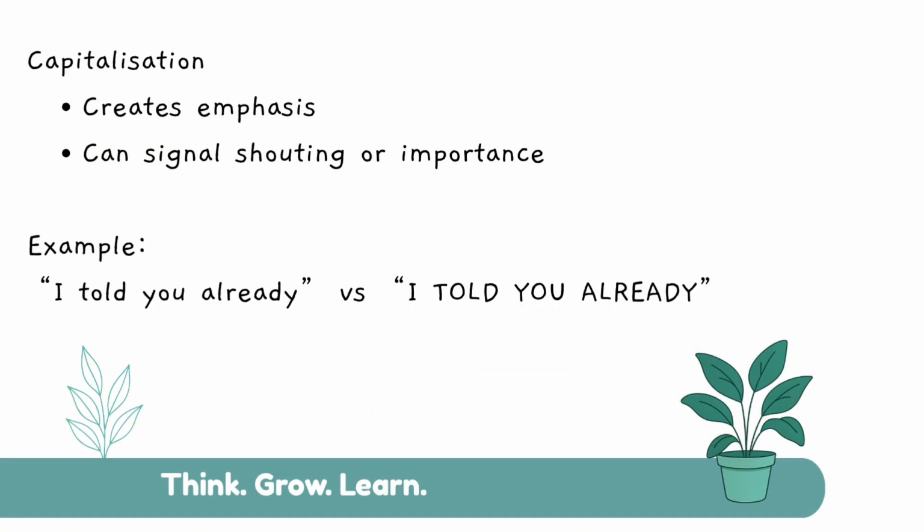Now let's break down what graphology includes. So the first one is capitalisation. It creates emphasis and can signal shouting or importance. For example, the first sentence says, "I told you already." The second sentence is the same, but all in capitals. It almost sounds like it's saying, "I TOLD YOU ALREADY."